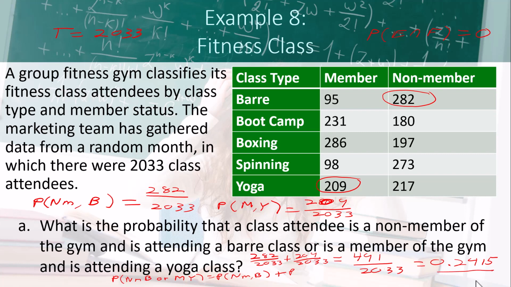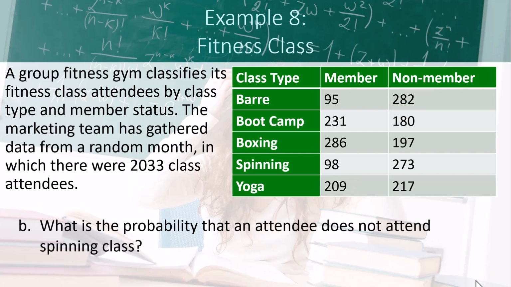And this brings us to our last example. What is the probability that an attendee does not attend a spinning class? This is one where we could possibly use complements, because if an attendee does not attend a spinning class, then that means that attendee is either in the yoga class, the boxing class, the boot camp class, or the bar class. Here we don't care about membership.